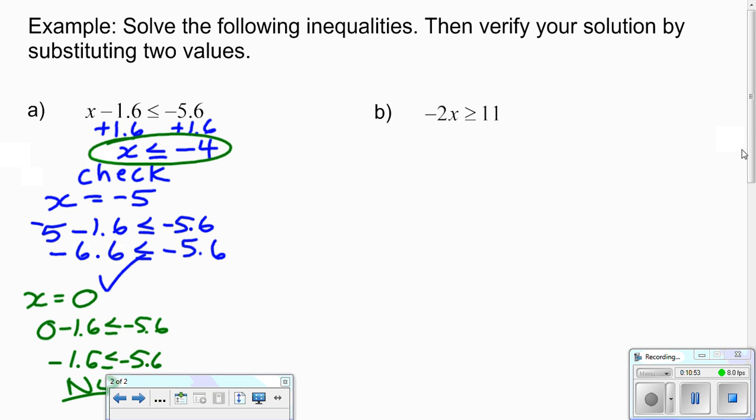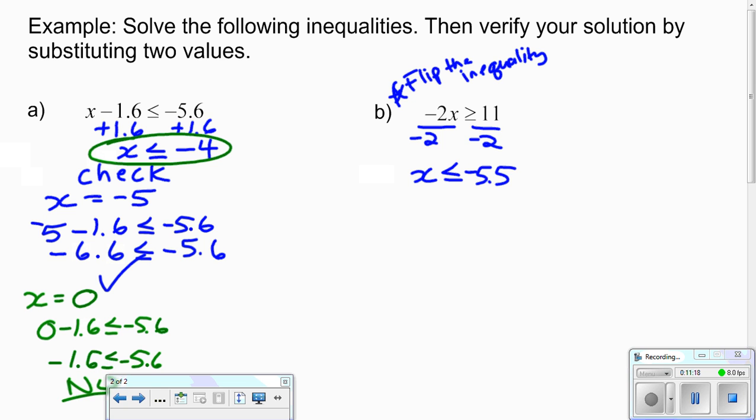Next one. Negative 2 times x is greater than or equal to 11. So we need to divide by a negative. Remember, when we divide by a negative, we are going to flip the inequality. So then we get 1x is less than or equal to negative 5.5.